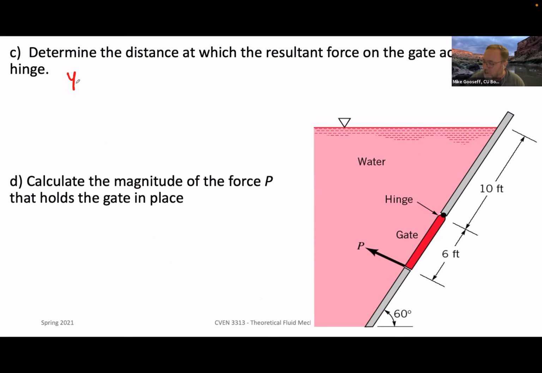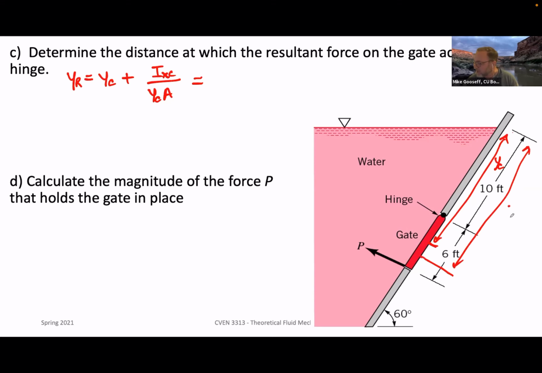Y sub R, we go back to our fundamentals, we said is Y sub C plus I sub xc over Y sub C times A, right? So this would take us to the centroid, and then we add a little bit more based on the physics of the situation and the distribution of pressure on this rectangular area. So y sub c will take us to the midpoint here. We said that that is 13 feet. It's 10 plus half of 6. So that's y sub c. And then y sub r is going to be something down here that we need to calculate. So there's y sub r.